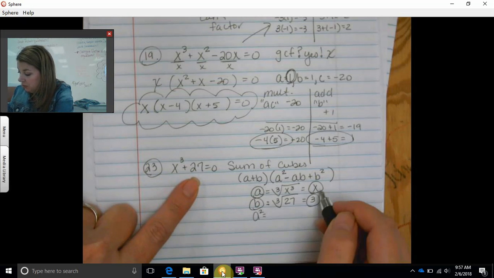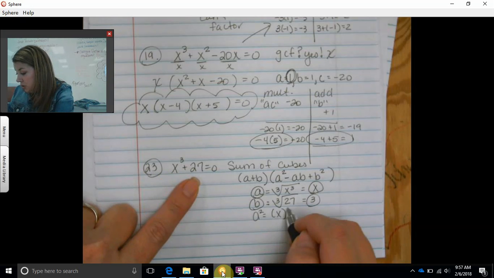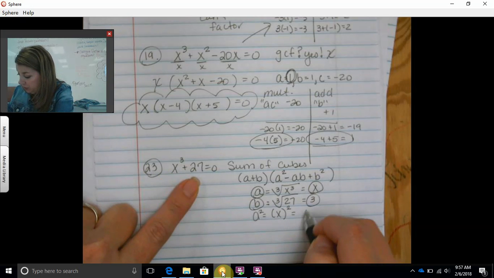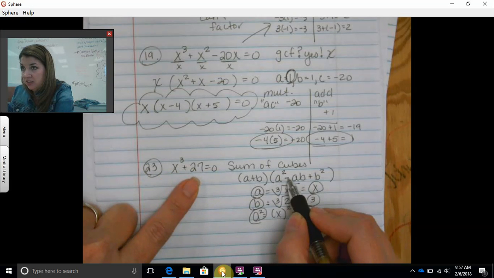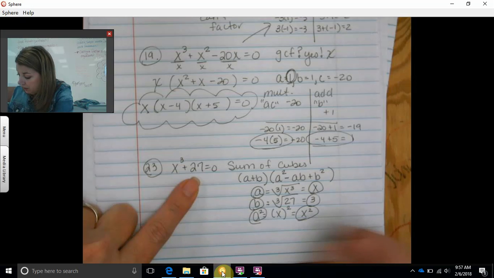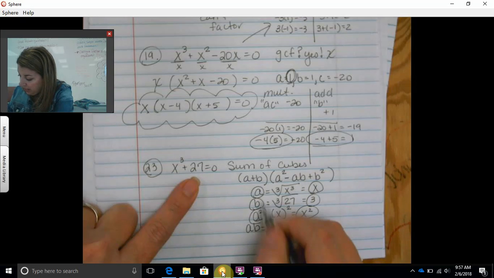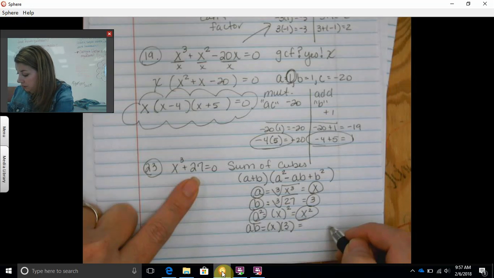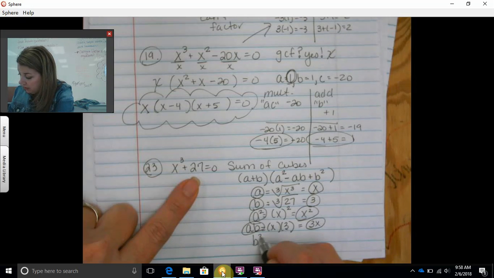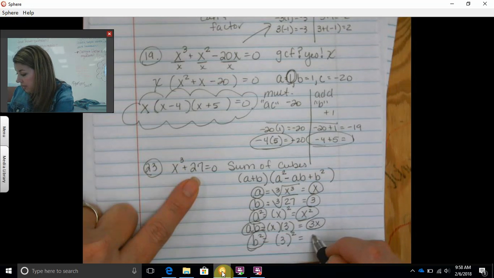Then we need to know what a squared is. So look back up here. We said a was x. We've got to square it, and what do we get? You know it. We've got to find ab. Again, don't worry about the sign, because we're just using the sign in the pattern. So if a is x and b is 3, what's x times 3? 3x. And the only other thing we need to know is b squared. We said b is 3, so 3 squared gives me 9.